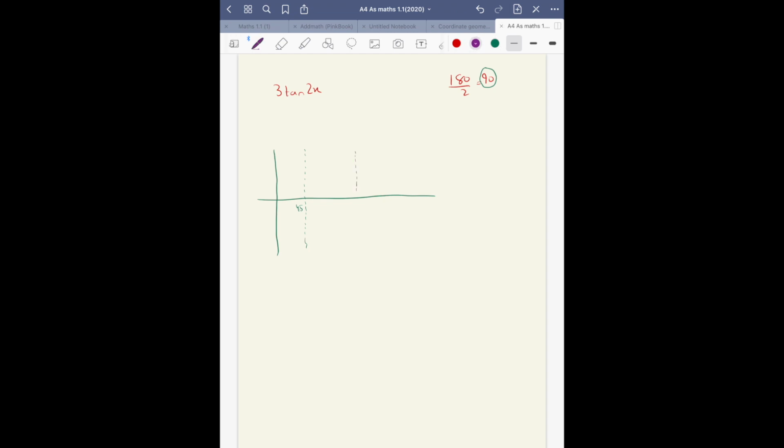So 45 plus 90 will be what? 135. 135 plus 90 will be what? 225. 225 plus 90 will be what? 315. So now listen. Half cycle, one full cycle, one full cycle, one full cycle, and 4 cycles are made. How will you show the amplitude? 3 and minus 3. Got this?